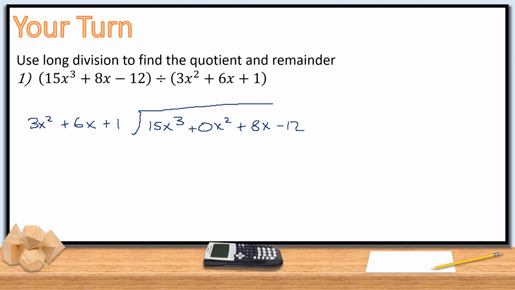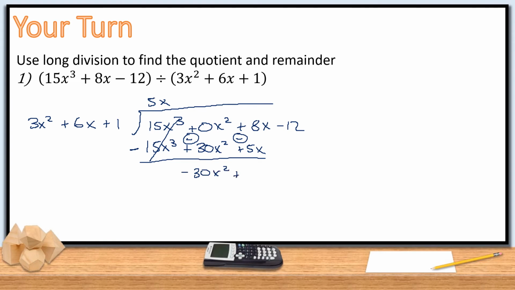All right, so 3x squared to become 15. 3 times what is 15? It's 5. And x squared times x is x cubed. So 5x is that first term. 5x times 3x squared is 15x cubed, so that's the part that's going to cancel out. 5x times 6x is 30x squared, and 5x times 1 is 5x. And we're going to subtract all that out to see what's left, so everything's going to change sign. 15x cubed cancel, we get minus 30x squared, and 8 minus 5 is 3x, and then we've got a minus 12 coming down at the end still.